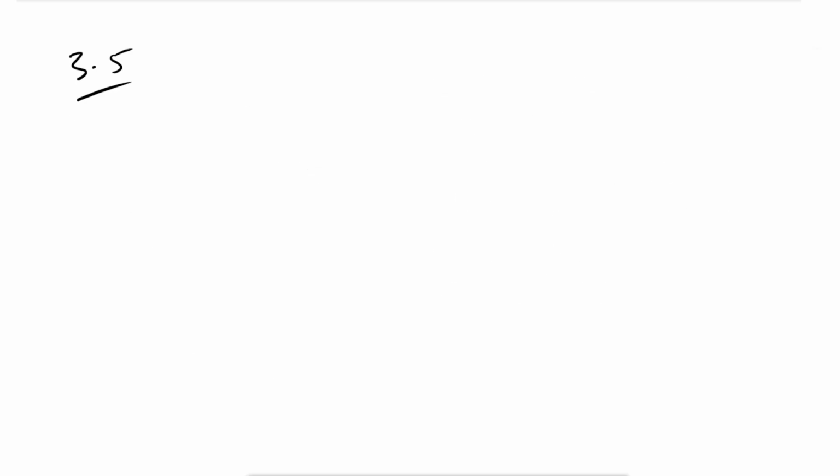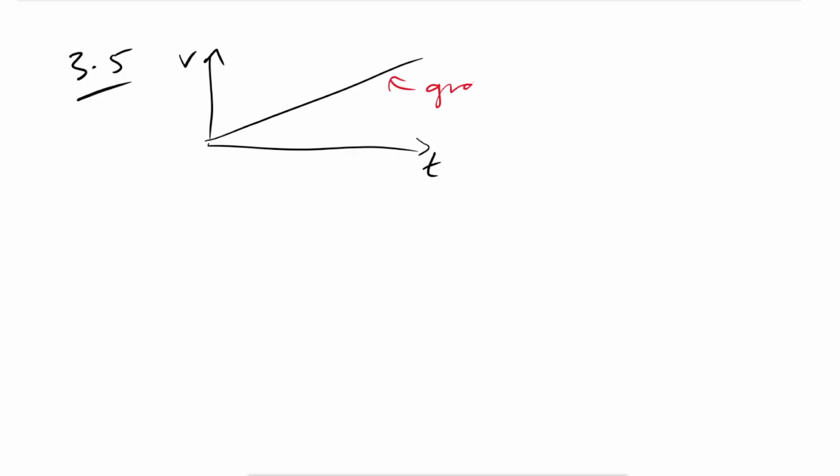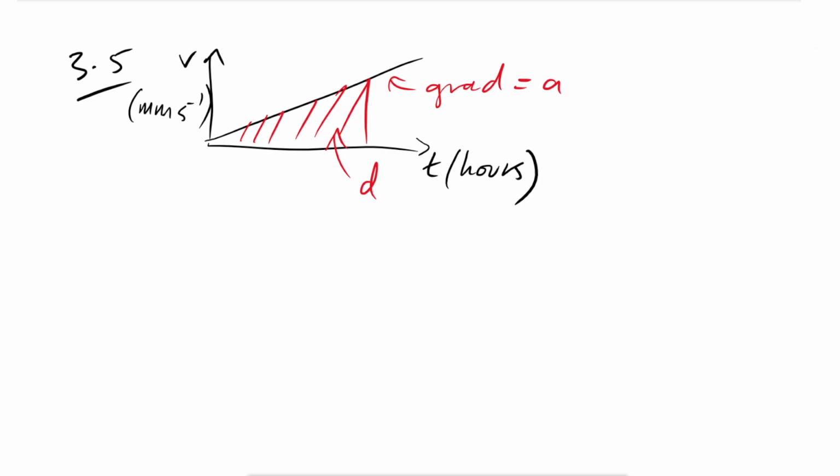We have a solar sail and we have a graph of velocity against time. So what can we find out from this? Well, of course, we know that from one of these graphs, gradient is equal to acceleration and area under the graph is distance. Worth remembering that this is in millimeters per second, so let's not get caught out by that. And of course, this is in hours as well. All right, calculate the acceleration in meters per second squared of the solar sail.